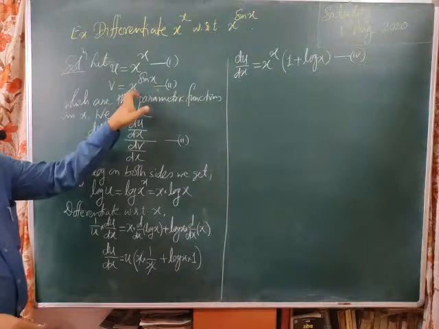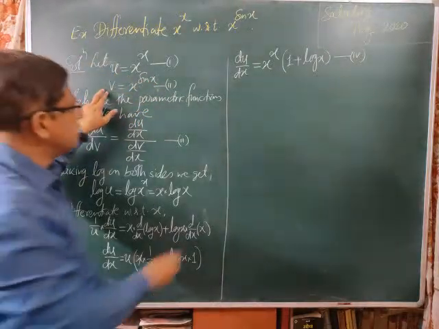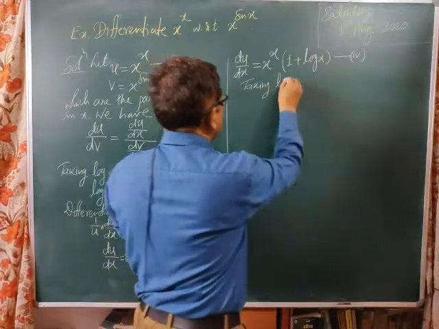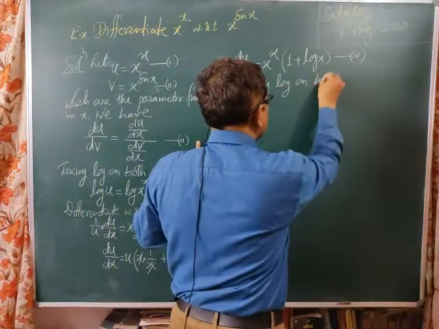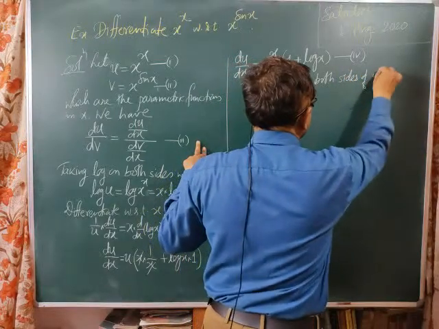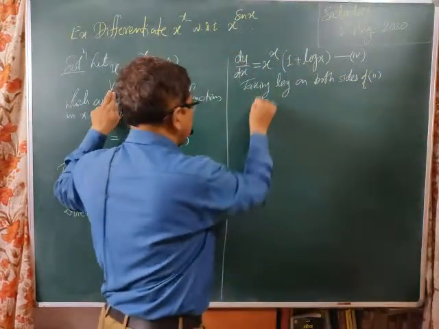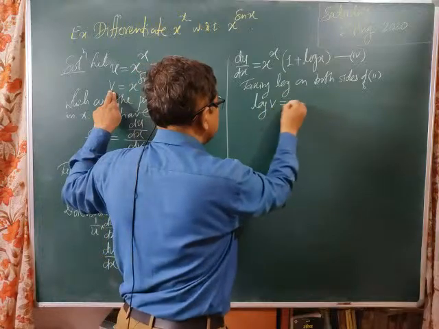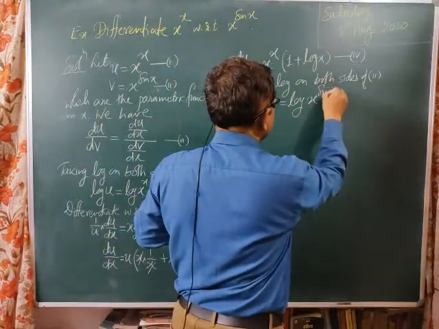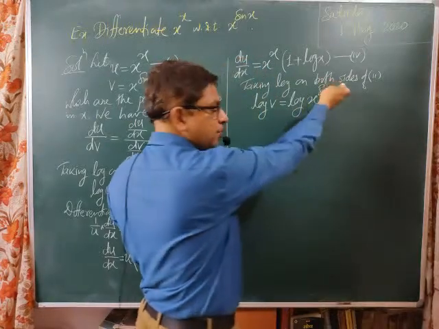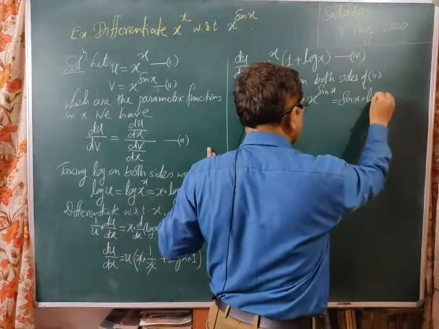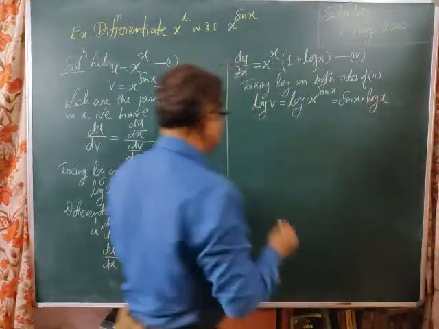v is also in variable raised to variable form, so the same procedure applies here. Taking log on both sides of 2, we get log of v is equal to log of x raised to sin x. By the formula for log of m raised to n, sin x can be taken outside. It is sin x into log x. And now differentiate this.